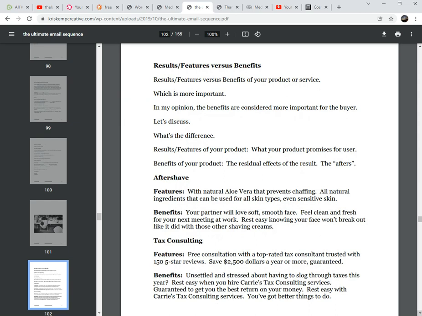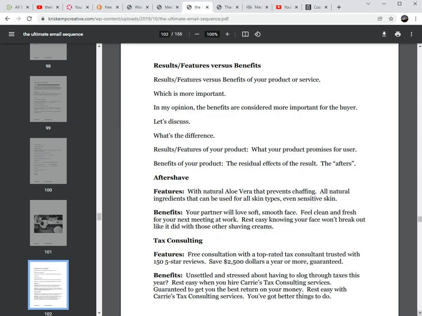On page 102, in my opinion, the benefits are usually considered more important for the buyer. Let's discuss the difference. Results and features are what your product promises for the user. Benefits are the residual effects of the result, the "afters," like aftershave.